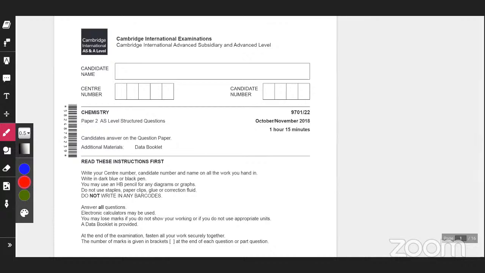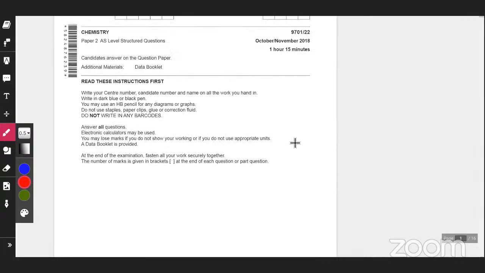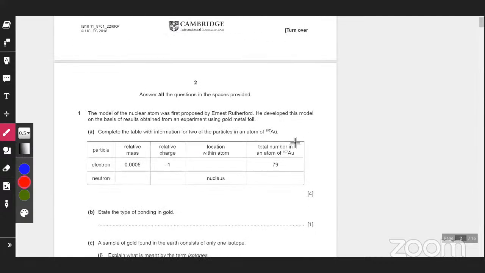Okay, so this is W18 and it's question paper 2-2. That's the one that we're going to try and do today.